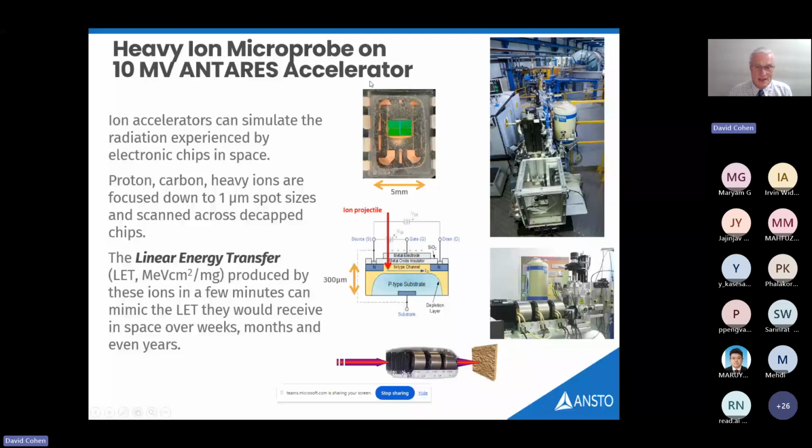So you've got a chip, looks like this. That's a schematic of the chip. You put the ion beam in with 1 micron resolution. You can actually see what part of the chip, is it the memory? Is it one of the resistors? Is it one of the transistors that's sensitive?